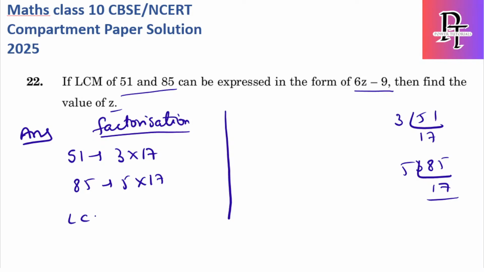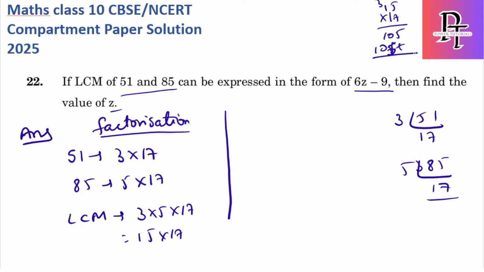So now the LCM will be the product of the highest powers of prime factors. The highest powers are only one here, so it is simply 3 into 5 into 17, which is 15 into 17. Let's get the value. 15 into 17, okay, sorry, it is 255. 255 is the LCM.